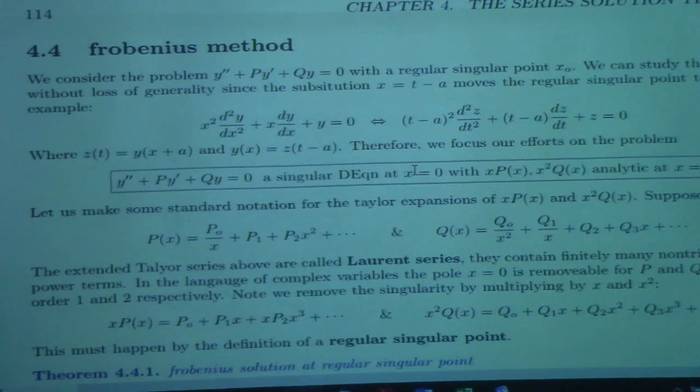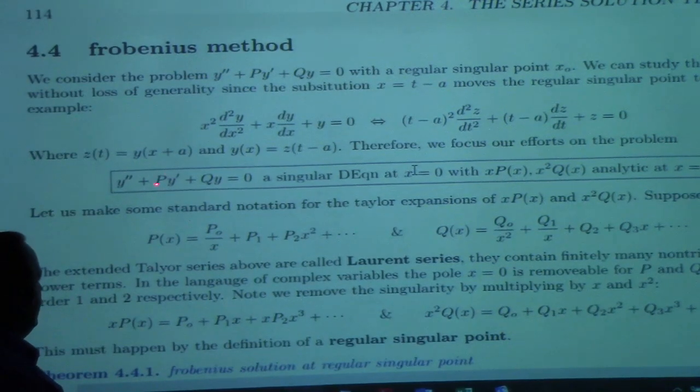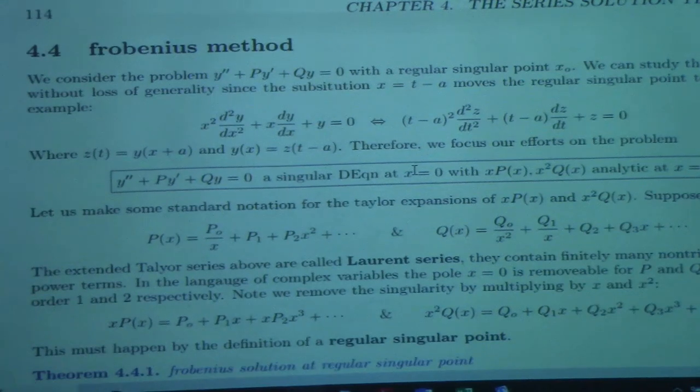Last time I defined for you what a regular singular point was, right? A regular singular point is one for which it's a singular point. In other words, if we look at P and Q, we get some sort of division by 0 or something bad happening, so that they're not straightforwardly analytic.